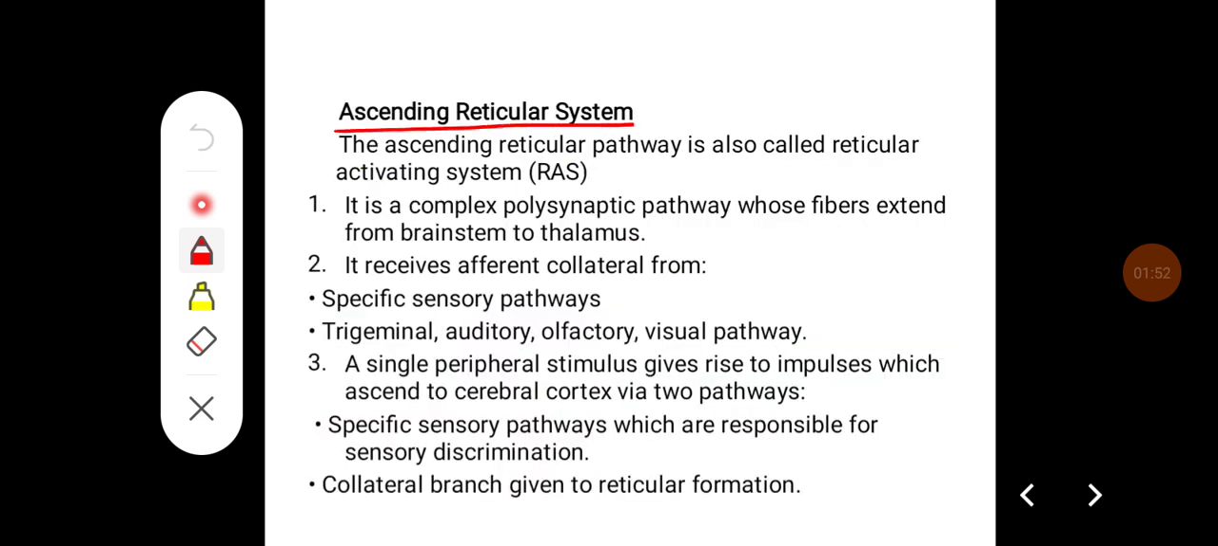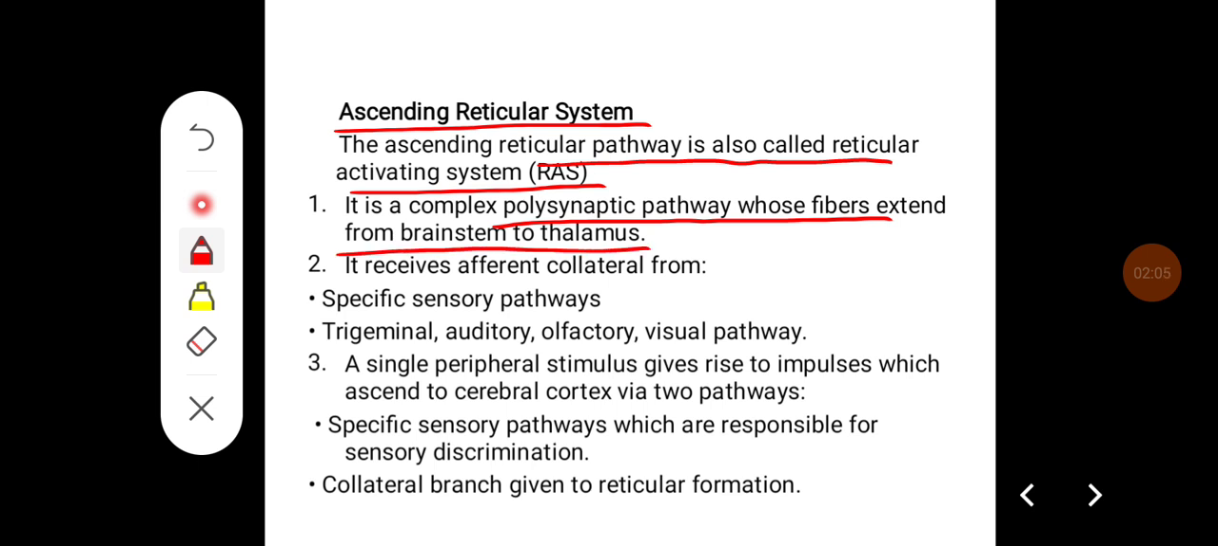Coming to ascending reticular system, the ascending reticular pathway is also called reticular activating system, that is RAS. It is a complex polysynaptic pathway whose fibers extend from brainstem to thalamus. It receives afferent collaterals from specific sensory pathways like trigeminal, auditory, olfactory, and visual.